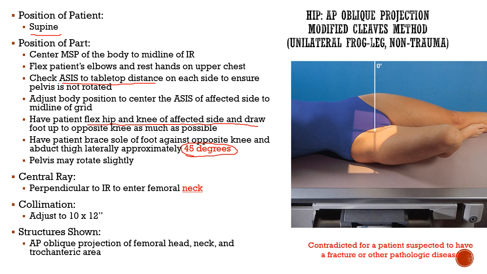So we're going to be perpendicular to the image receptor to enter the femoral neck. We're going to adjust the collimation to a 10 by 12, and we're going to get an AP oblique projection of the femoral head, the neck, and the trochanteric area.